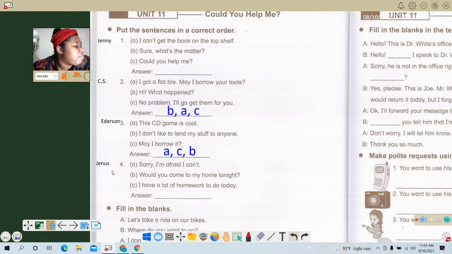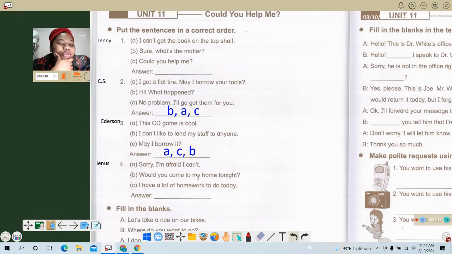Who can read? CS, read. Sorry, I'm afraid I can't. Would you come to my home tonight? I have a long of homework.